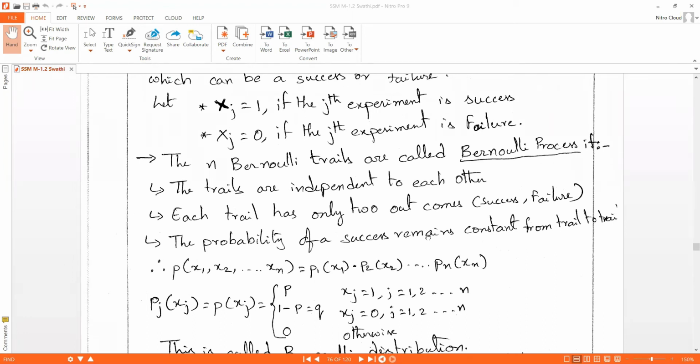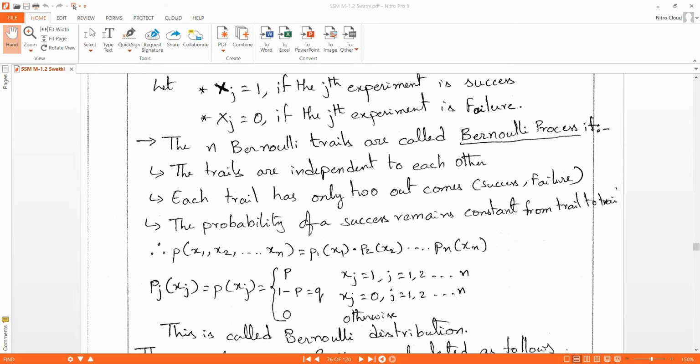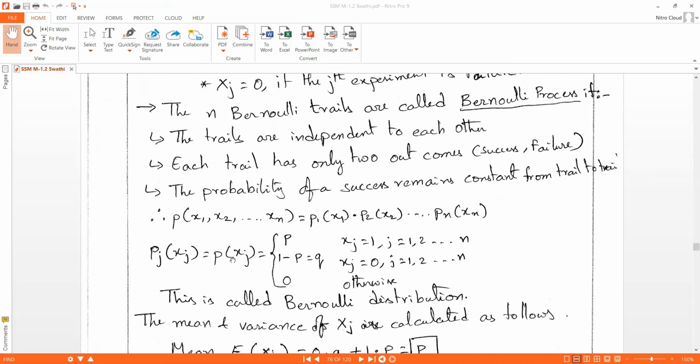The probability of success remains constant from trial to trial, that is p(x1, x2, ..., xn) equals p1(x1) times p2(x2) up to pn(xn). Here pj(xj) equals p if xj equals 1, for j from 1 to n, and 1 minus p equals q if xj equals 0, for j from 1 to n, otherwise it is 0.